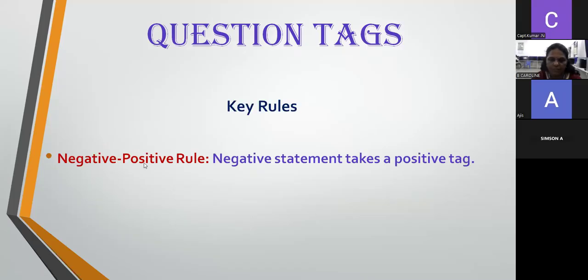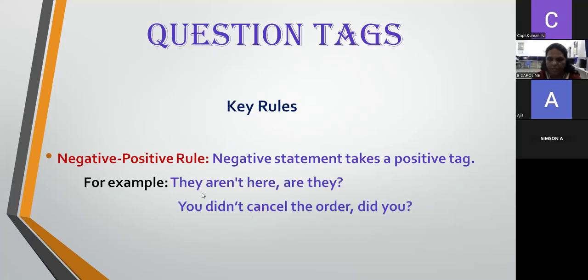The next rule is the negative-positive rule. That means if the statement is negative, it takes a positive tag. Let's see the examples. They aren't here. It is a negative sentence. Are they? So it is a positive tag. You didn't cancel the order. It is a negative sentence, so it takes a positive tag. Did you?